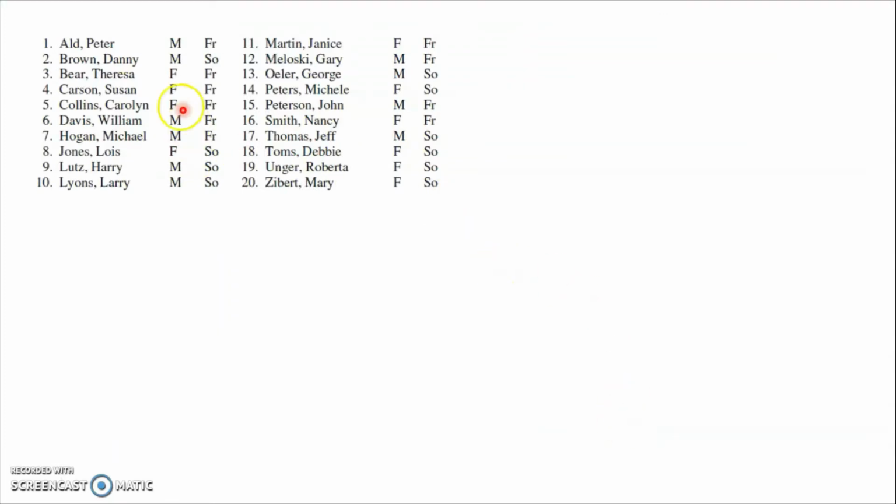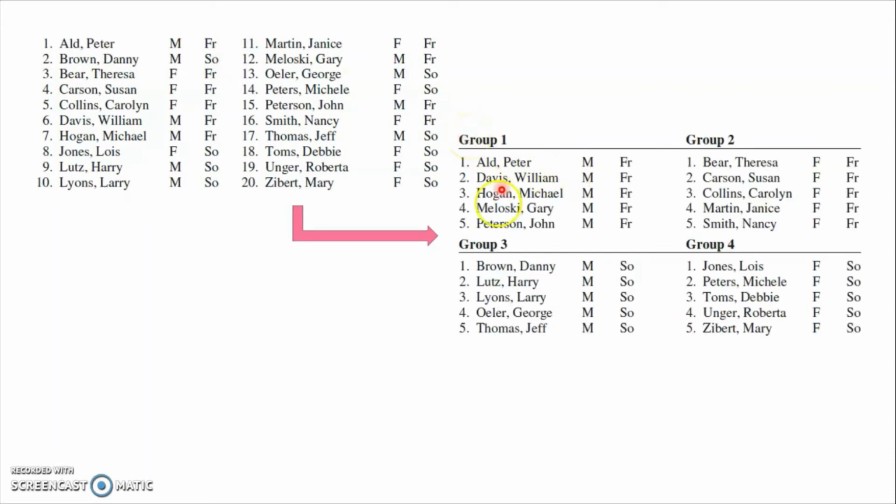So for example, let's say we have this data with the name of the person, the gender, and the year in university. So FR stands for freshman, SO stands for sophomore. And then we group each of these elements from the population into 4 groups as follows. So the first group for male and freshman, and group 2 female and freshman, and accordingly.